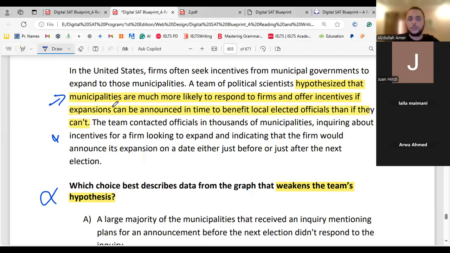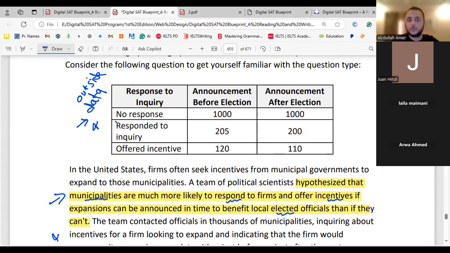Thank you. So the claim here says basically that municipalities are going to respond and offer incentives if elections are near, right? So now let's get back to the graph and understand the graph. What's in the graph? The graph says that we have response to inquiry.